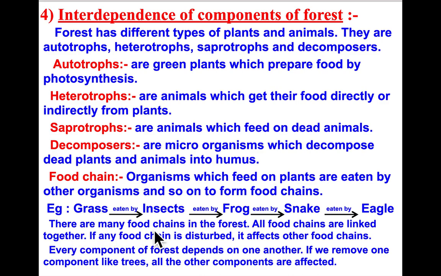So there are many food chains in the forest. All food chains are linked together. If any food chain is disturbed, it affects other food chains. For example, if any of these is missing, suppose insects are not there, so frogs will not get their food, so the number of frogs will be less, and then snakes will not get their food. In this way the whole chain gets disturbed. So every component of the forest depends on one another. If we remove one component like trees, all the other components are affected.